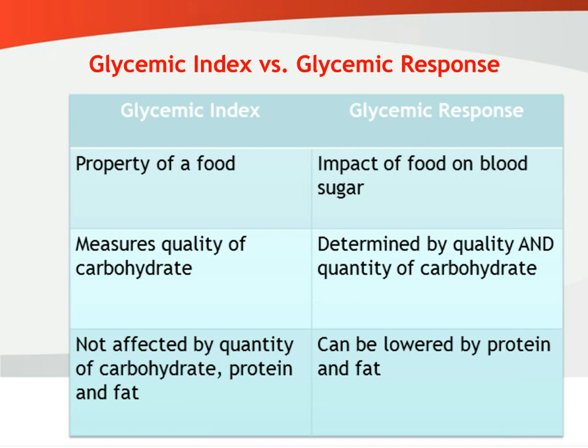As an example, I'll use one slice of white bread. White bread is high GI, or high glycemic index, and it has a GI of 71. The glycemic response to the white bread will be high because it's a high glycemic index food, but it will be even higher if you have 2 slices of bread. And the GI will still be 71 even if you have 2 slices of bread. And then if you add protein or fat to the bread, say you add some cheese or peanut butter, the glycemic response to the bread will be lowered, but the glycemic index of the bread will still be 71 with the addition of the cheese or peanut butter.